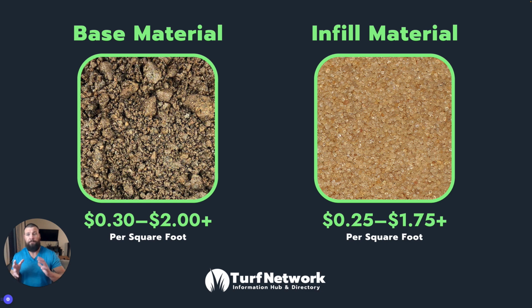The base material will range in cost depending on the type of base used, from about 30 cents to $2 or potentially more per square foot. The most common type of base is Class 2 road base, crushed miscellaneous base, or CMB, and decomposed granite. Different installers in different areas of the country have preferences for different base materials. Generally speaking, Class 2 road base is one of the best, if not the best, for most turf installations.